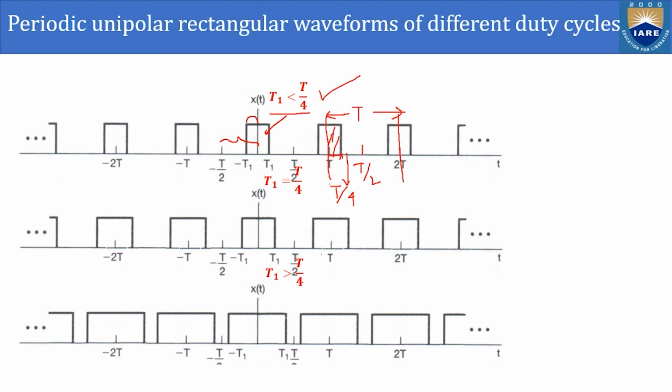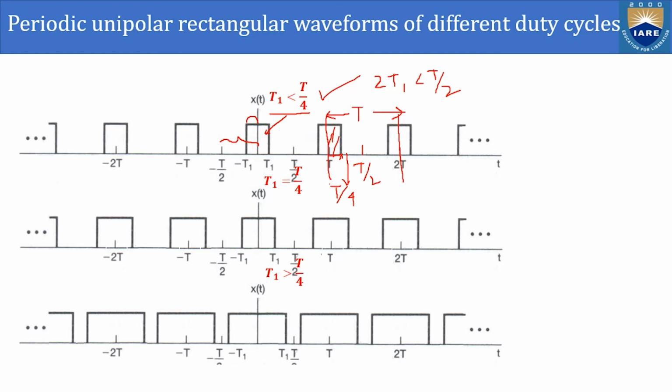So 2T1, in this case, if I take the other side also, minus T1 to plus T1, 2T1 is less than T by 2, half the cycle. So 2T1 is less than T by 2, or T1 is less than T by 4. So that is this one.